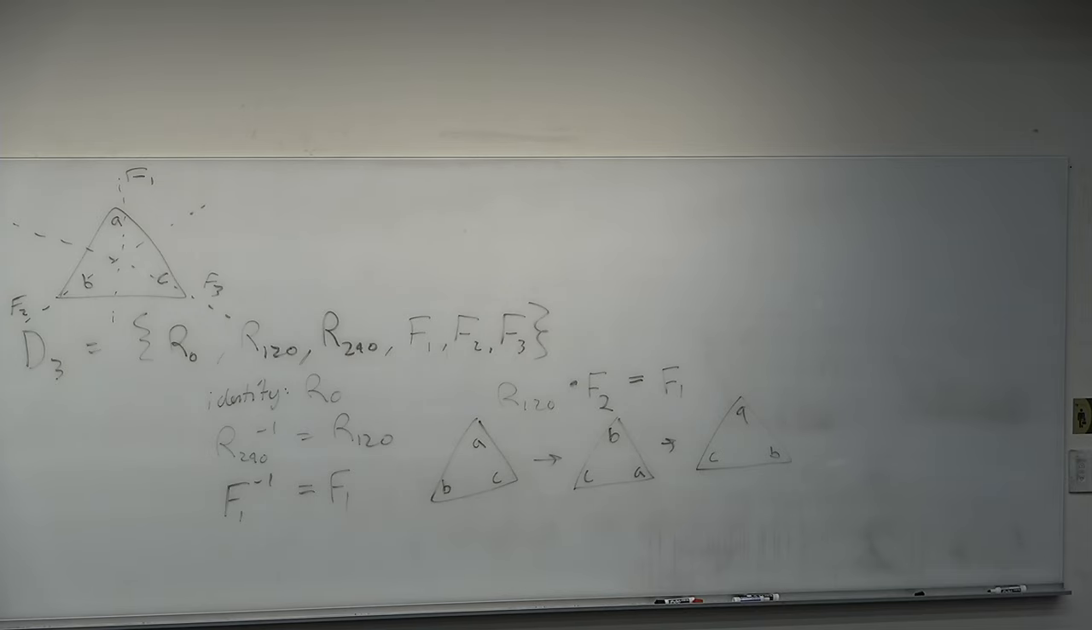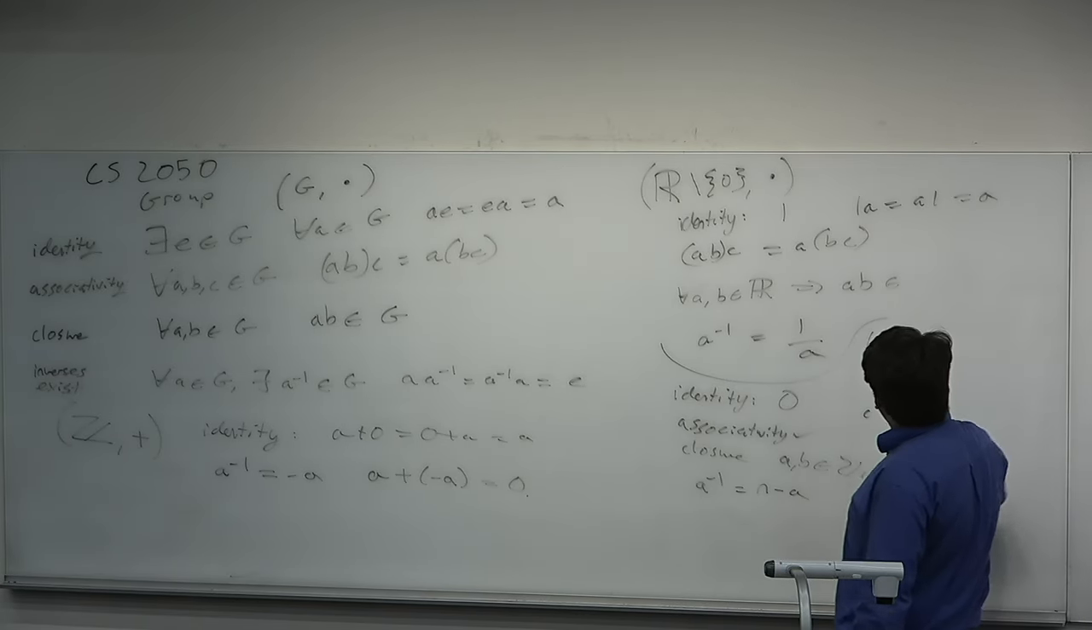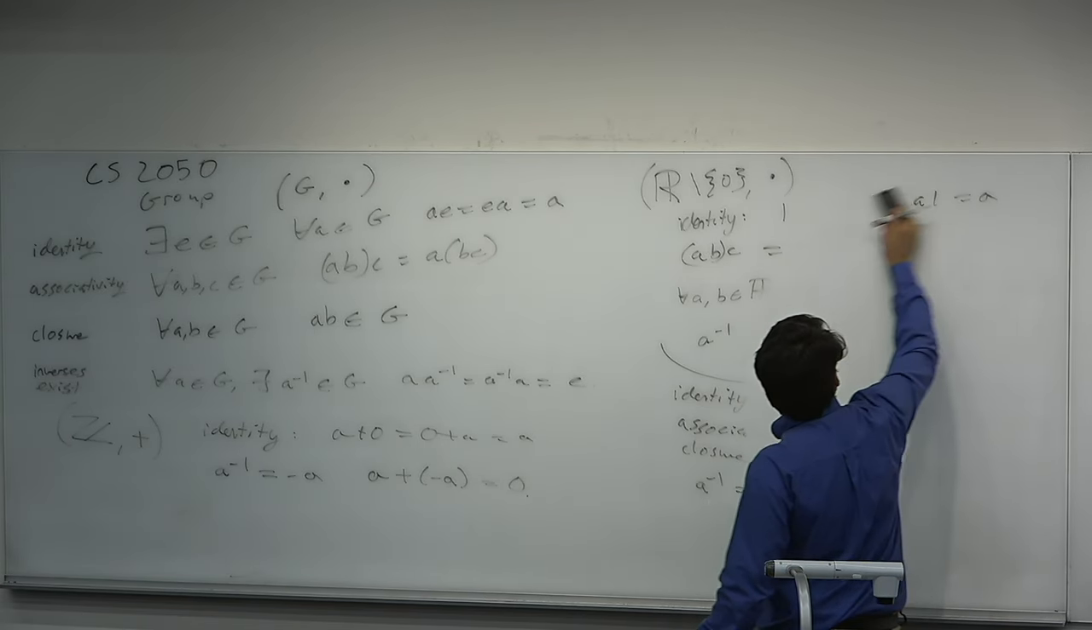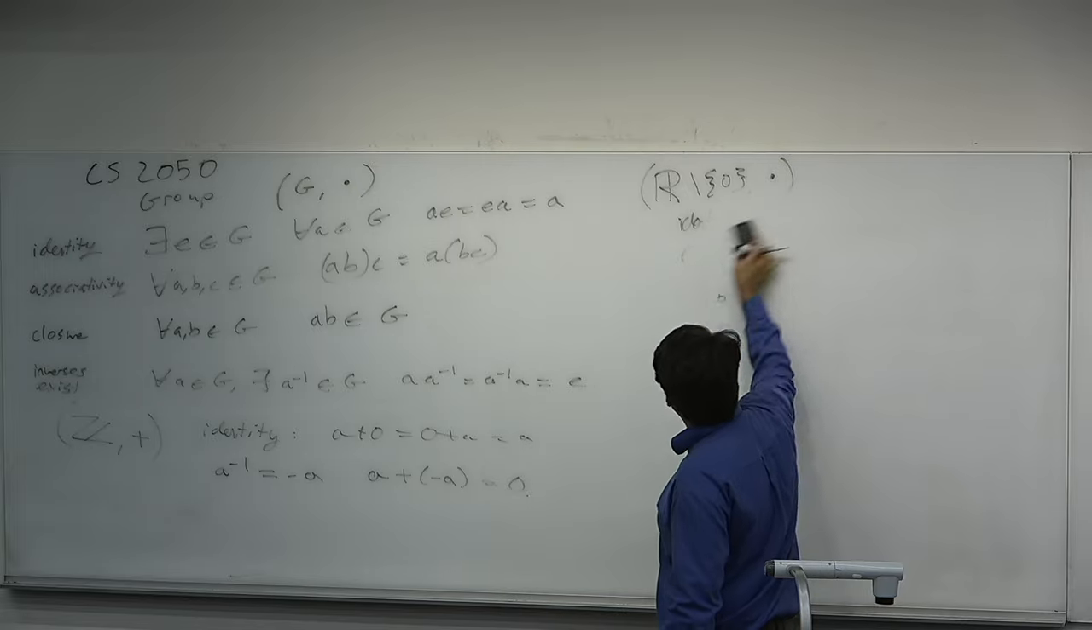You could generalize this for a square or an eye shape or anything else, right? Okay. So we want to concern ourselves with what has the nice, interesting group properties and what does not.